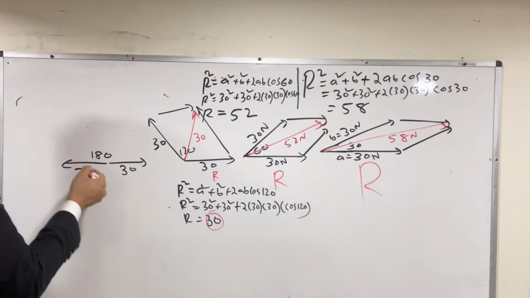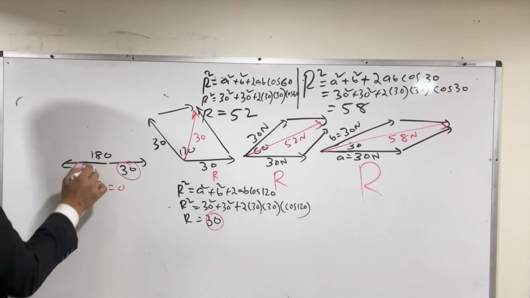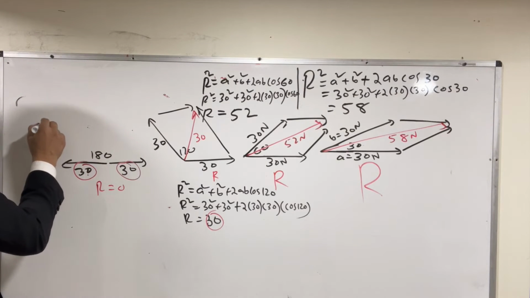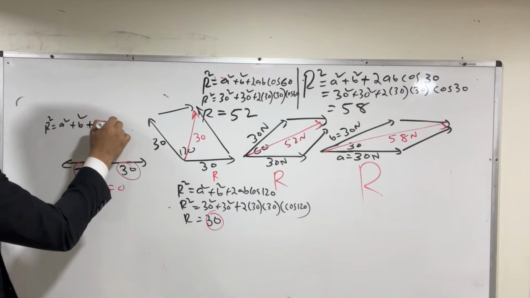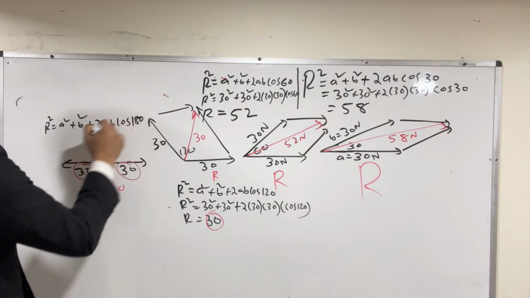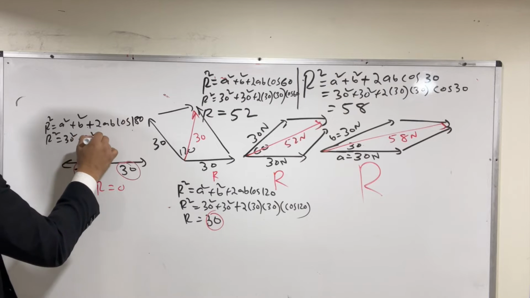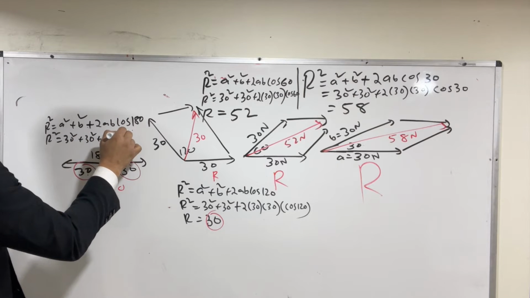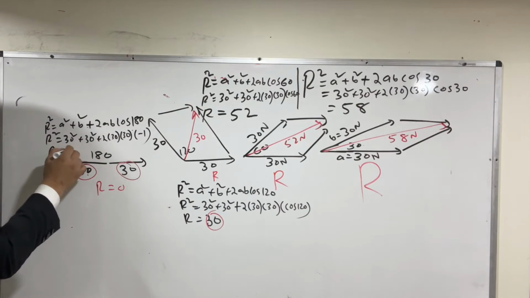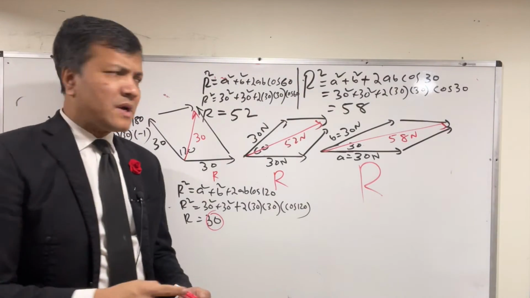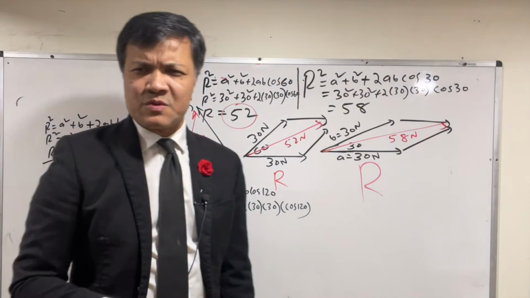Okay, and this is 0. There is nothing going on. This is r is equal to 0, 30 minus 30. But hey, you can do the math. R square is equal to a square plus b square plus 2ab cosine 180. So r square is 30 square plus 30 square plus 2 times 30 times 30 times minus 1. All right, so this is 0, right? So now the answer is, of course, I ask you to find 52. This you didn't have to use the math.